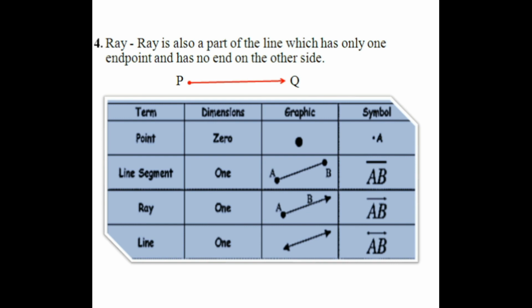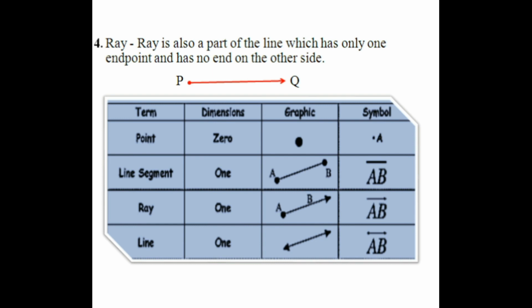Then you see the tabular column. The term given, dimensions given, graph given, then symbol given. Keenly observe this table. First, the point: there is no dimension. We represent it as a dot. Then the symbol, that is A. Always we will give A, B, C in capital letters. Next you come to line segment. One dimension. Two dots, then you join. That is AB. Then the symbol is AB with a bar. No direction, so you give a bar.